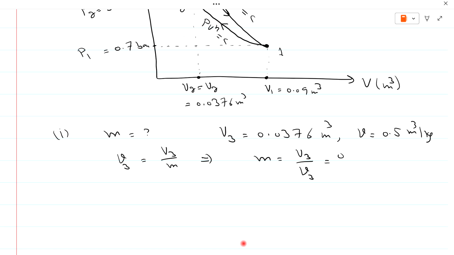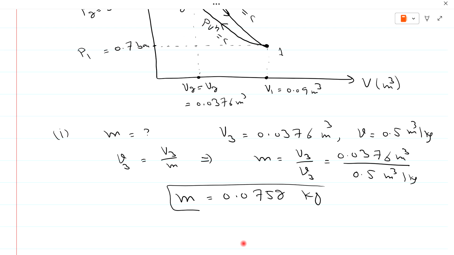Total volume is 0.0376 cubic meter and specific volume is 0.5 meter cube per kg. So m is equal to 0.0752 kg.